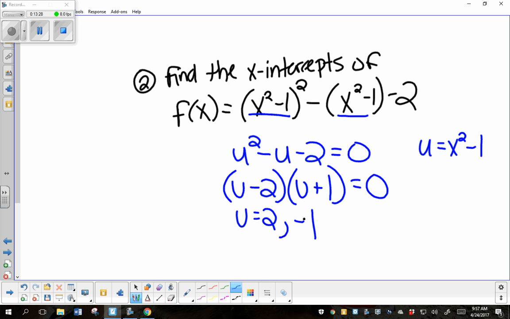But is that what they wanted us to find? No, they don't want it. They don't care about what u is. Yeah? No. Yeah, you're always going to have to solve for x. So now what should we do to figure out what x is?